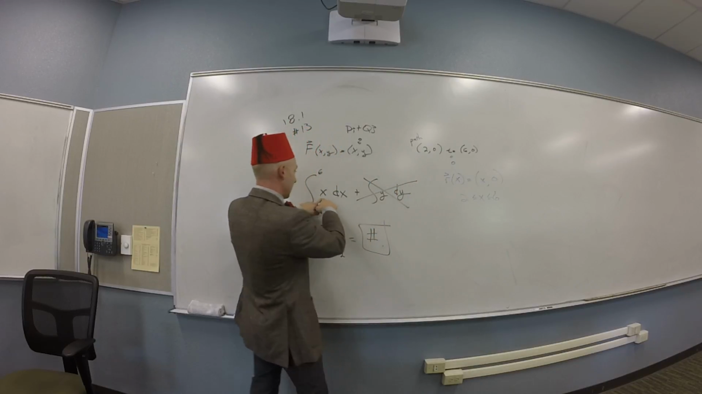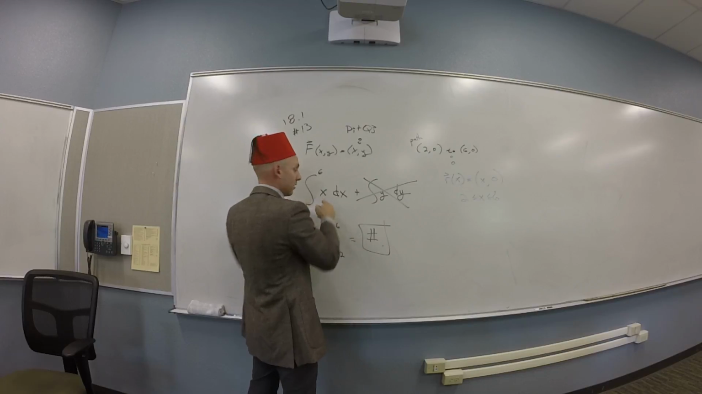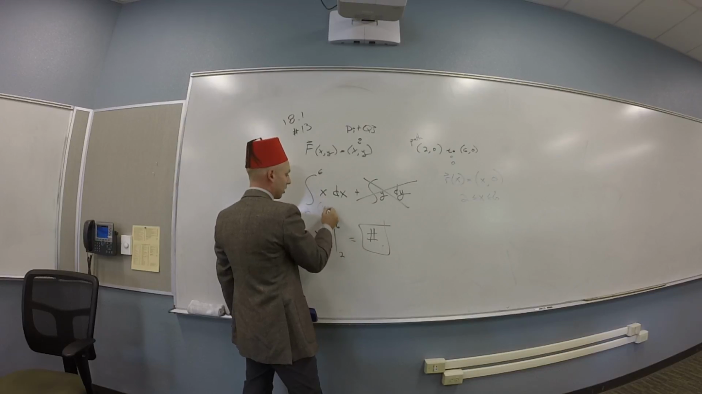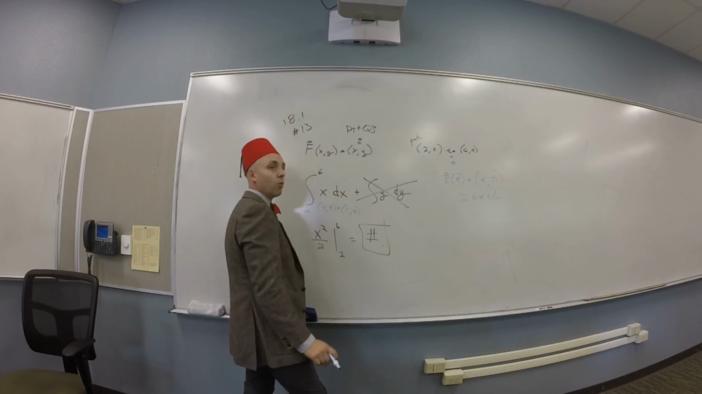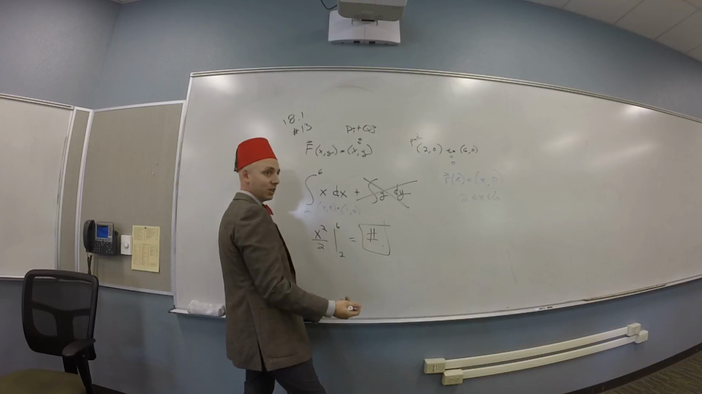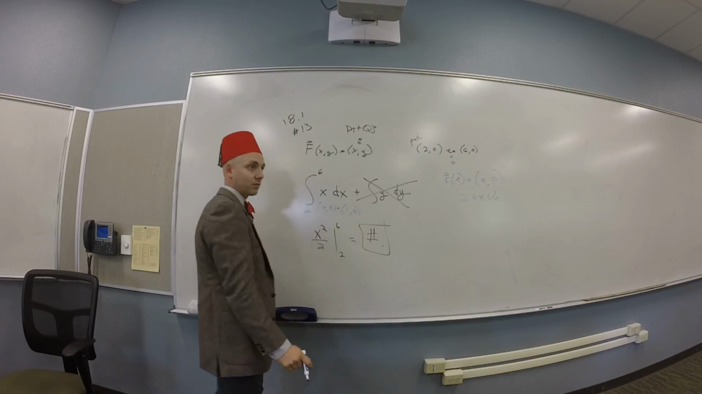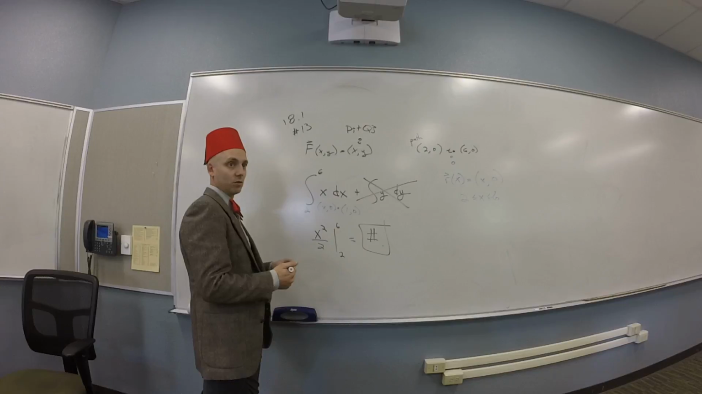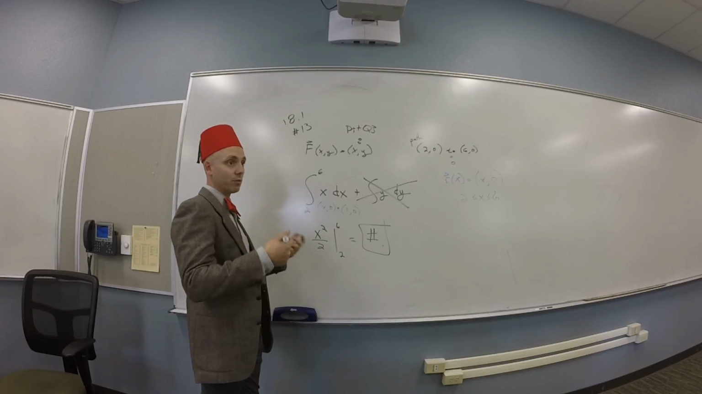So this guy is just x comma 0 dotted with 1 comma 0. The 1 comma 0 is what turns this into a scalar, so that I can actually do this integral. That's cool. You'll get the same answer either way.